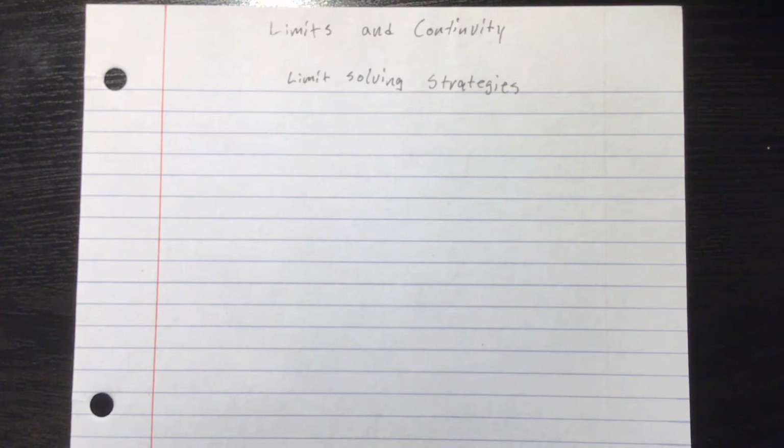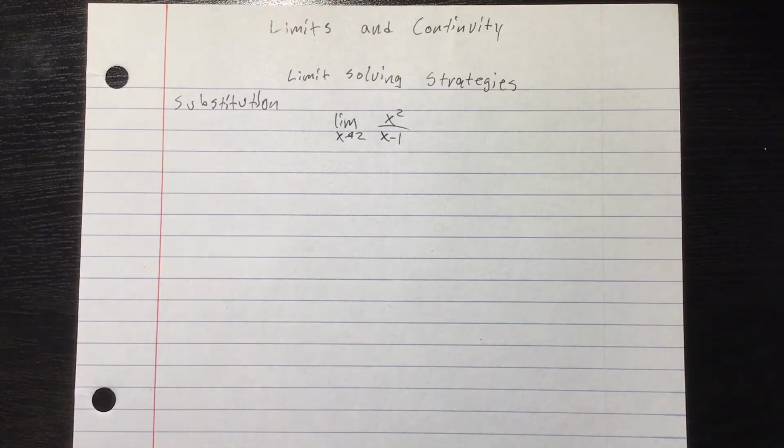Alright, this is limits and continuity number 2, limit solving strategies. So this is going to be kind of an overview of all of the limit solving strategies you need to know, the techniques, and where you use them. The first one, and by far the easiest, and the one you should always try before you try any other one, is just direct substitution.